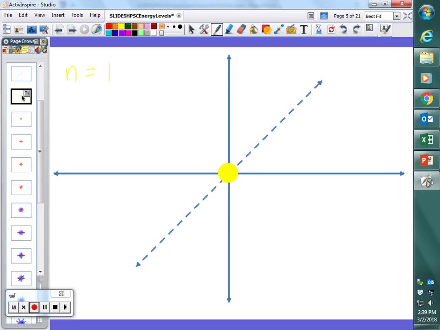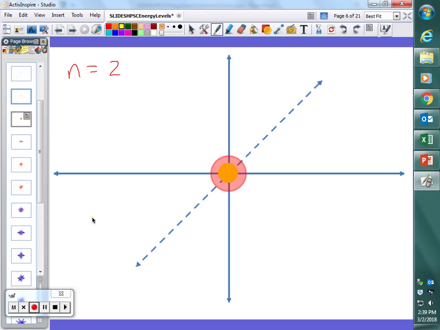we know that this orbital has a principal quantum number, n, equal to 1. It also has an angular momentum quantum number. The angular momentum quantum number tells us the shape. What shape is this orbital? Spherical. It's an s orbital. So that means its angular momentum quantum number is going to be 0. Any s orbital is going to have an angular momentum quantum number equal to 0. Okay? Good there?